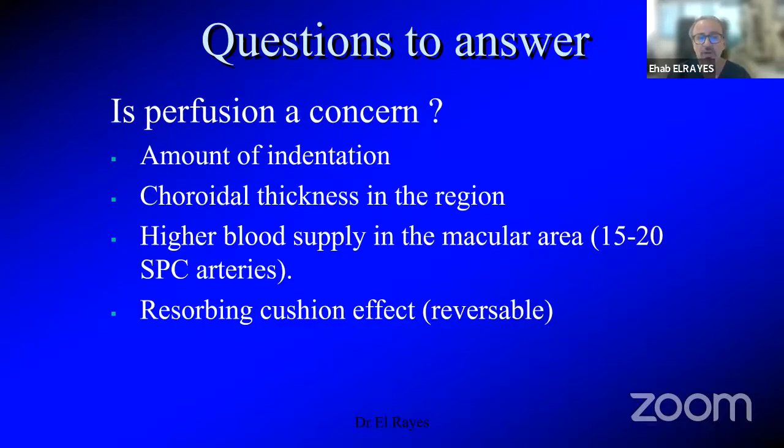The second point is the choroidal thickness. A very thin choroid definitely will have some affection of the perfusion. The higher blood supply is something in our favor because there's lots of posterior ciliary vessels that feed the macular area. So that helps us in making it more comfortable by putting a buckle back there because we know we have high perfusion in the macular area. The resorption cushion effect is something reversible because this is not a metal compression over the circulation, but it is a cushion of viscoelastic, which is in favor of this technique.